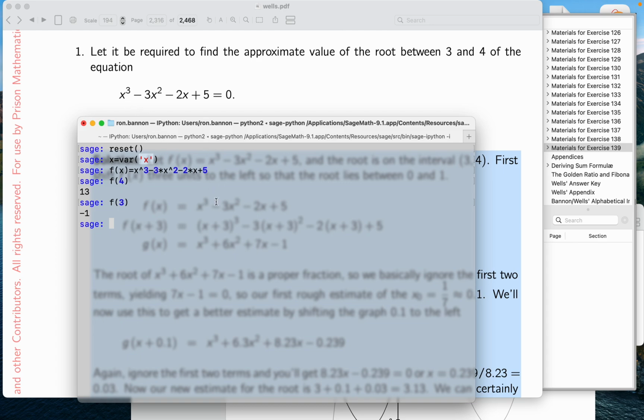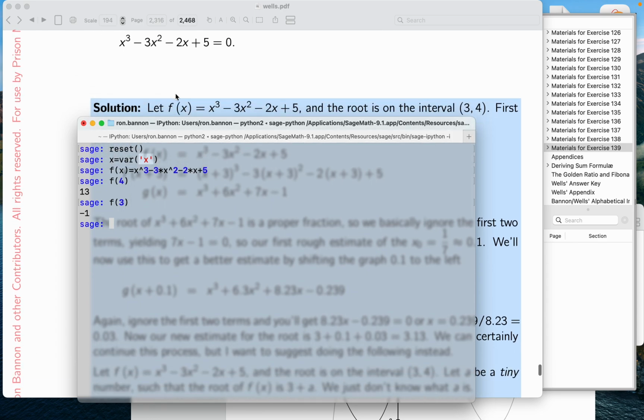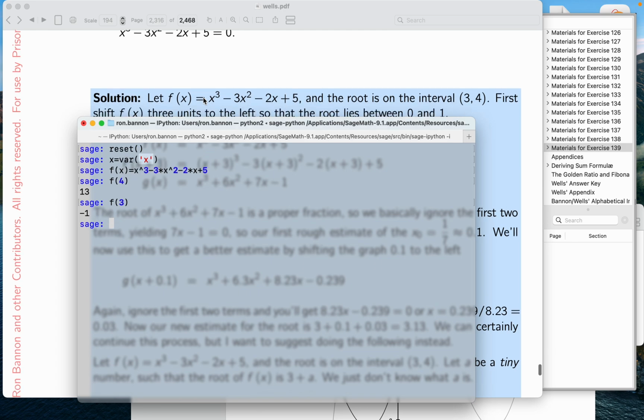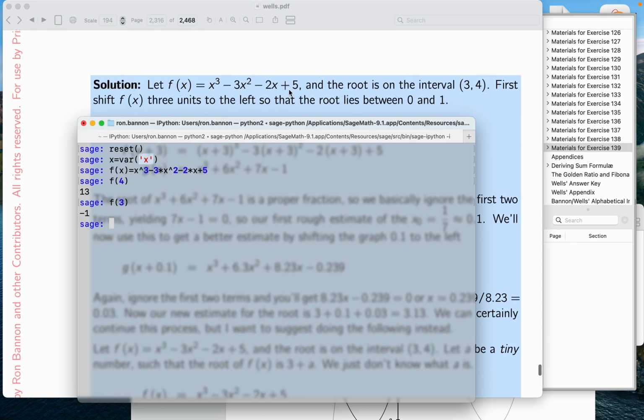Now, you might be surprised Sage could solve this problem. It's not an issue for it. And we could solve the problem, but we're trying to learn a numerical technique. So let's read through what it says. It says over here, let f of x, we've already done that, and the root is between 3 and 4.